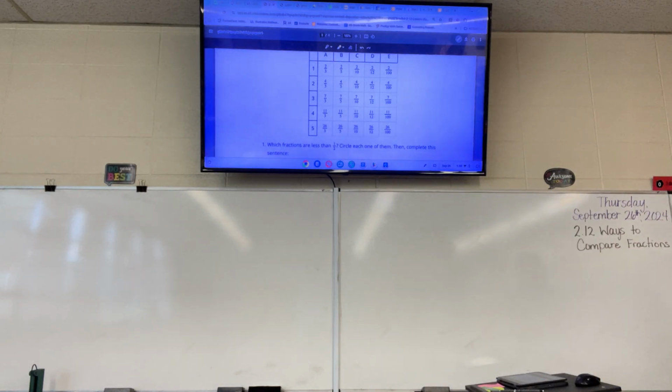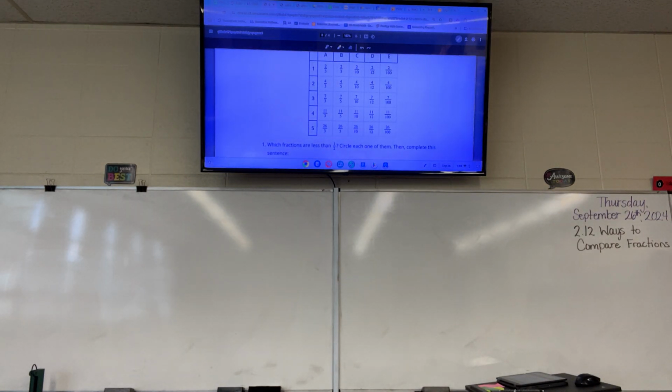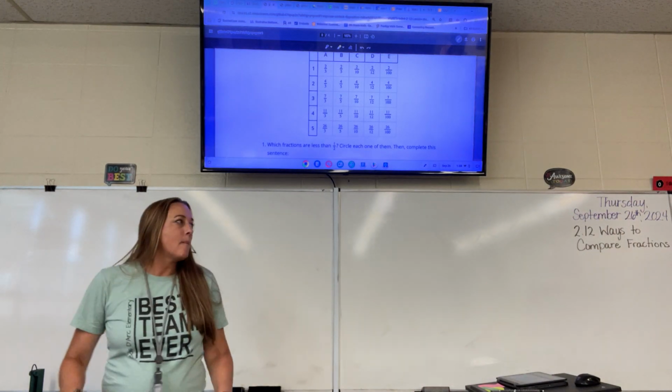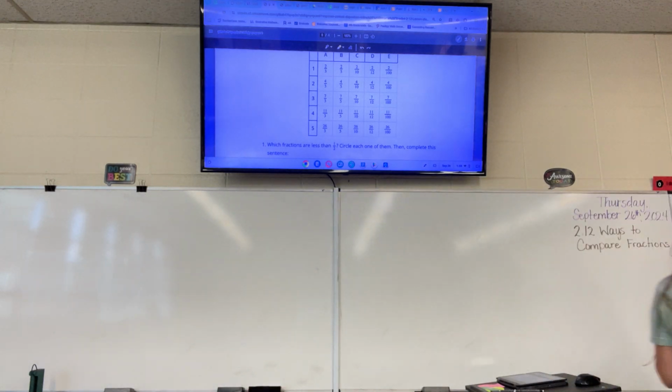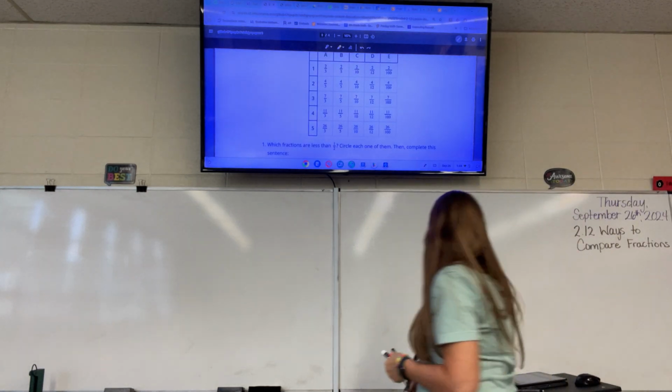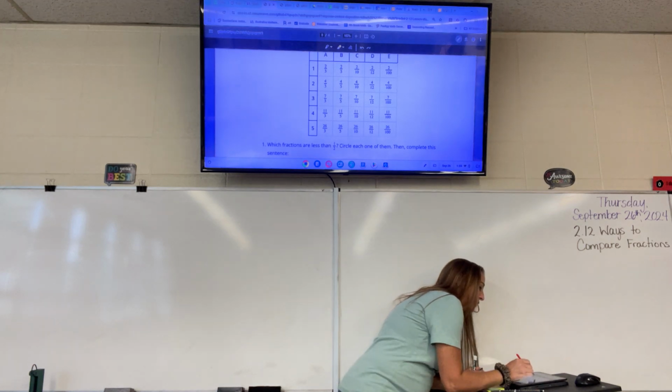What about 2/5? Is 2/5, the green section, smaller than the pink? Yes, it is. It's smaller. Here's what I'll do. I'll put it on top. Wait, it's almost the same size, but the pink is bigger. The pink is bigger, so is 2/5 less than 1/2? Yes. So circle it.